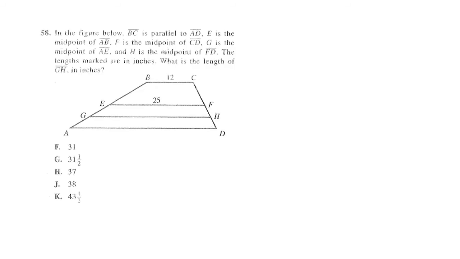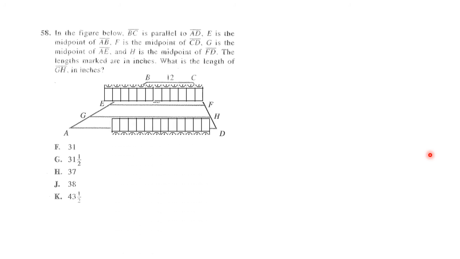Here's question number 58, which is a little bit more challenging. Let's look at our answers. We have 37 and 38. Those are close together. 31, 31 and a half. There's not a lot of room for error on this one. So let's use our techniques and see what we come up with. We know this length is 25 and we want to know what is the length of GH. So let's use our answer key, measure that one, and then measure this one.